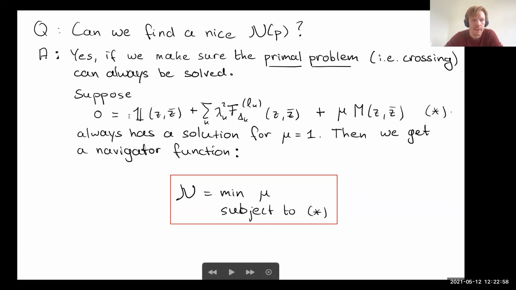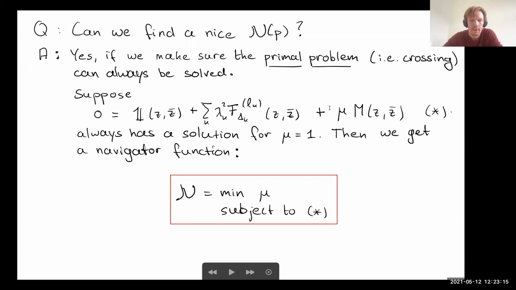So suppose you have some standard crossing equation. You have an identity operator. You have some blocks minus, of course, these are blocks minus blocks minus cross blocks. So you want to know if there's a solution to this thing without the extra term.